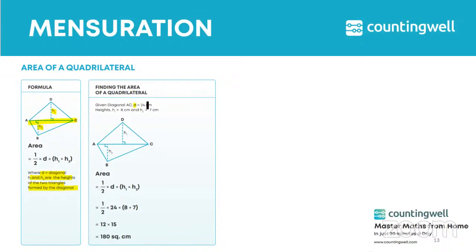So here the diagonal is 24 centimeter, and the heights are 8 and 7 centimeter respectively. We'll substitute the values here and find the area of quadrilateral ABCD. So it is nothing but half into 24 into 8 plus 7. You need to be careful while you're doing the calculation. You have to evaluate the terms inside the bracket and then do the multiplication. So we have 12 into 15, which is 180 square centimeter.